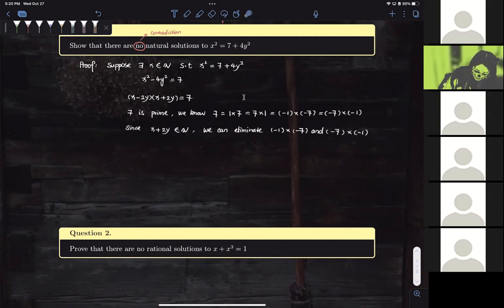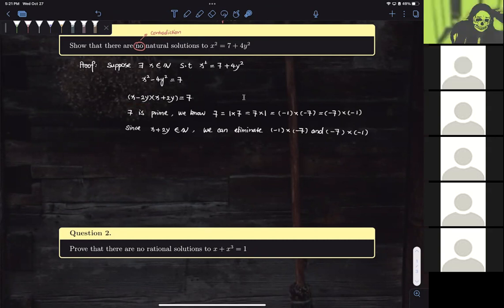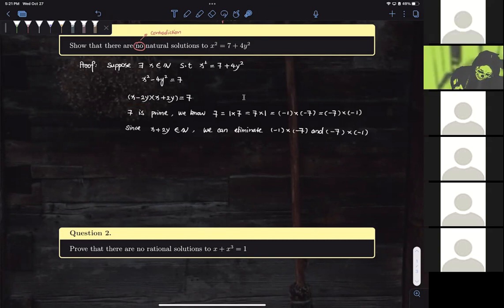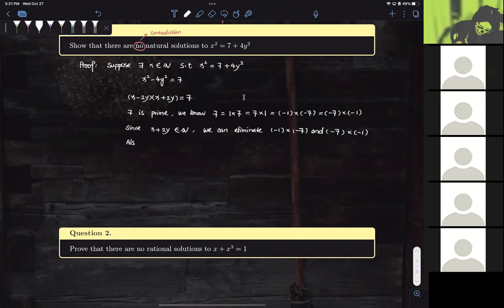So we only have the first two cases, but which case do we have? Is this 1 or is this 7? And why? This is 1. Why is this 1? Yes, exactly. So also, since x plus 2y is greater than x minus 2y, we know we can only have x minus 2y be 1 and x plus 2y be 7.